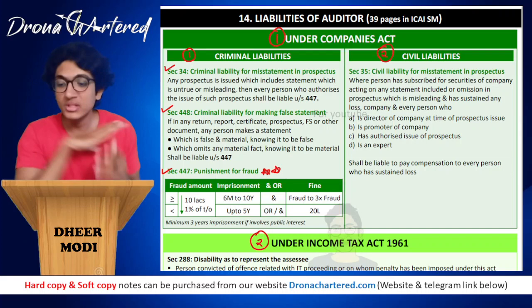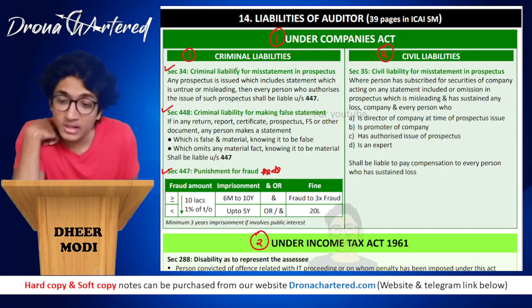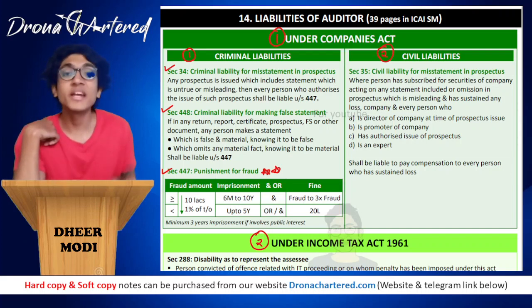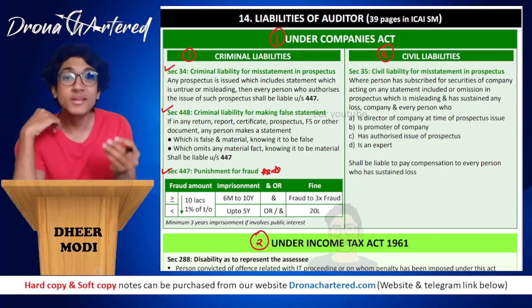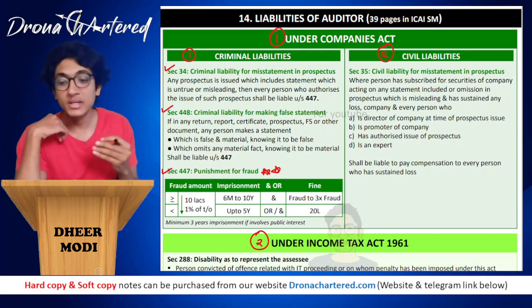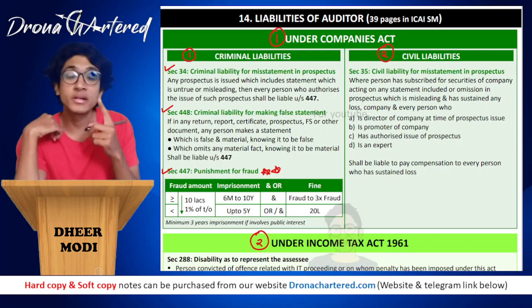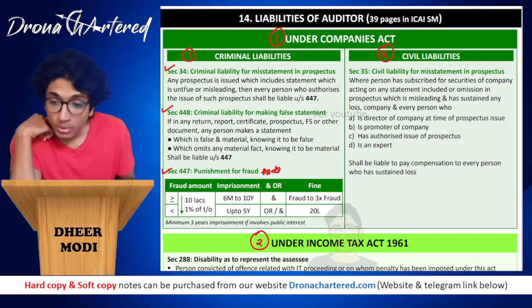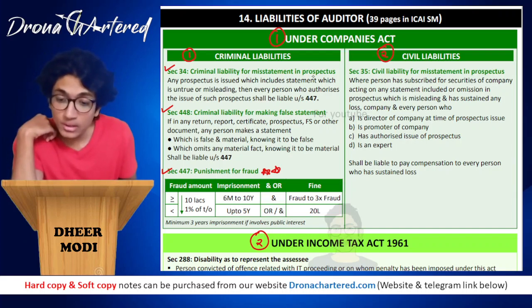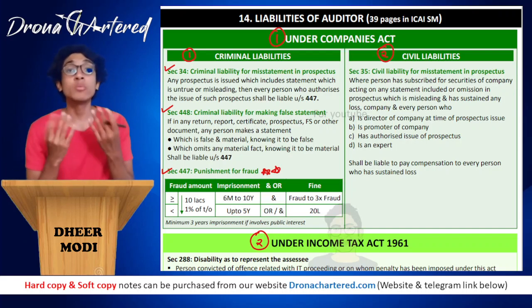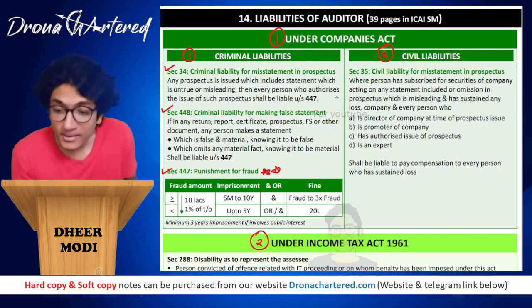So now what does section 34 say? Section 34 says criminal liability for misstatement in prospectus. If there is any misstatement in the prospectus that the company has issued, the auditor will be liable. It will be criminal liability. So any prospectus issued which includes a statement which is untrue or misleading. When you say misstatement, what do you mean by misstatement? By misstatement, you mean it is either untrue or misleading.